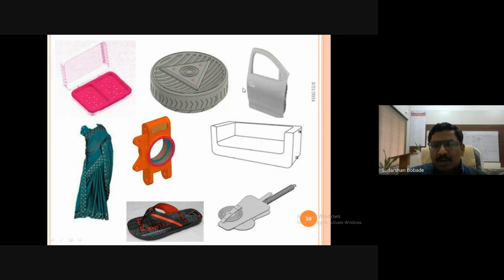This is the door. This is a sofa set specially designed to collect rainwater. So this will contain the water as well, and it will allow you to sit. Likewise, we can have multifaceted objects for which we can claim.